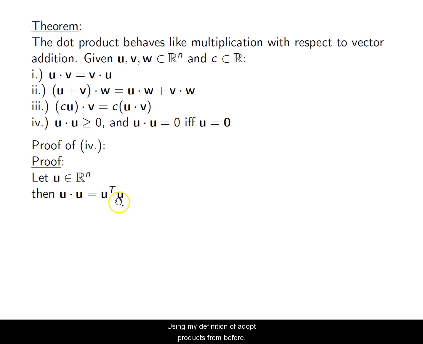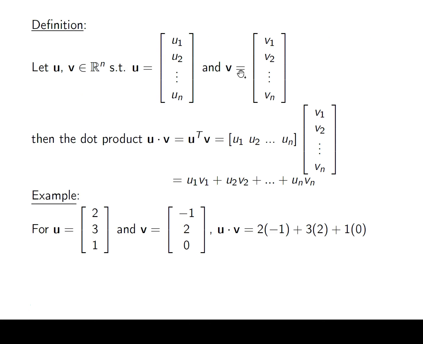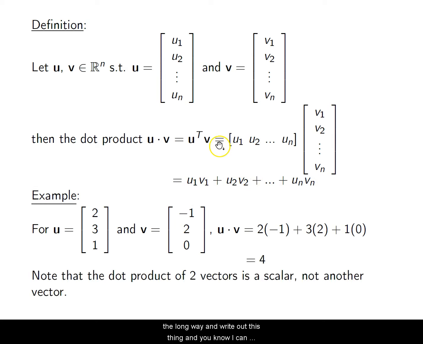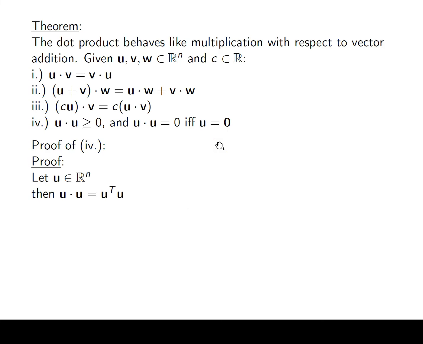using my definition of the dot product from before, it looks like this. I can do this another way. I could say u looks like this thing, and write it out the long way as u times the transpose of u. I could do that, but I'm trying to keep things a little short here. So I can write it as u transpose u, which gives me this formula. That's the definition of the dot product.